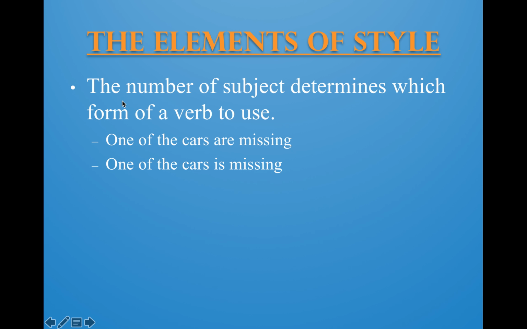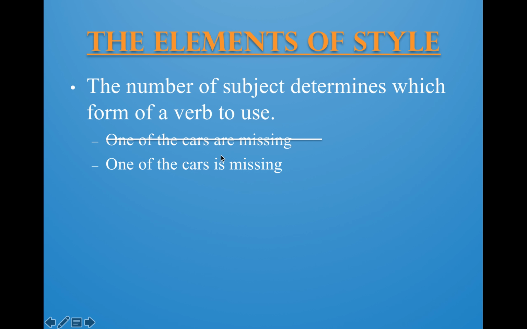So in this sentence, one of the cars are missing. The R matches up with cars because there's more than one car. But the problem is that one of the cars is missing. So we have 6 cars, one is missing. So it's the second sentence. One of the cars is missing.